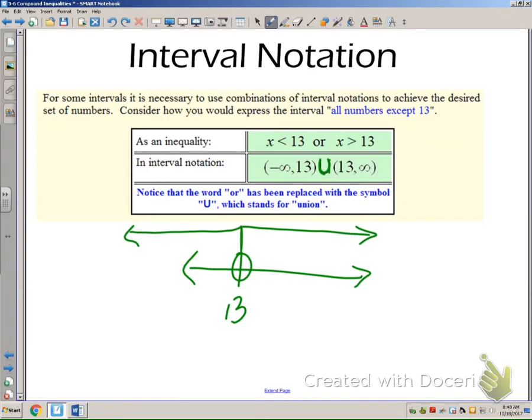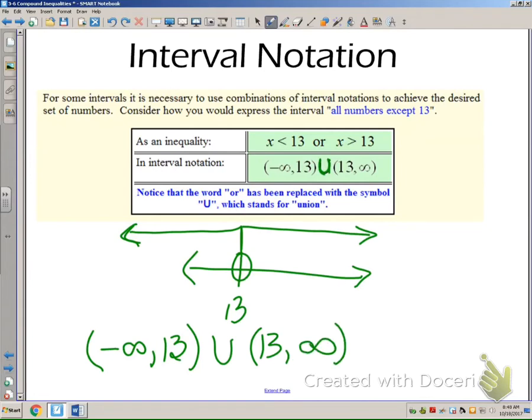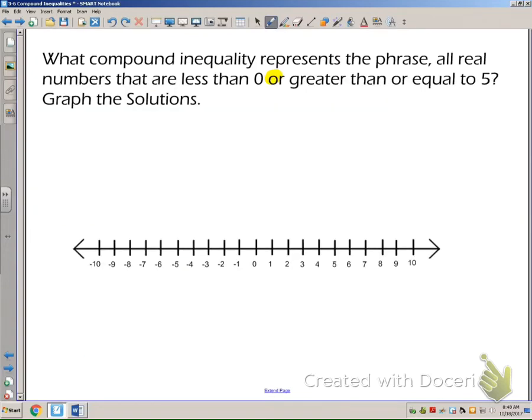So if we want to write that, this arrow shows that we're starting way down here at negative infinity, which we can never include. We come up to 13, and we're not including 13. Then we're going to union that with starting at 13 and going all the way up to positive infinity, which you cannot include. So let's look at some examples here.